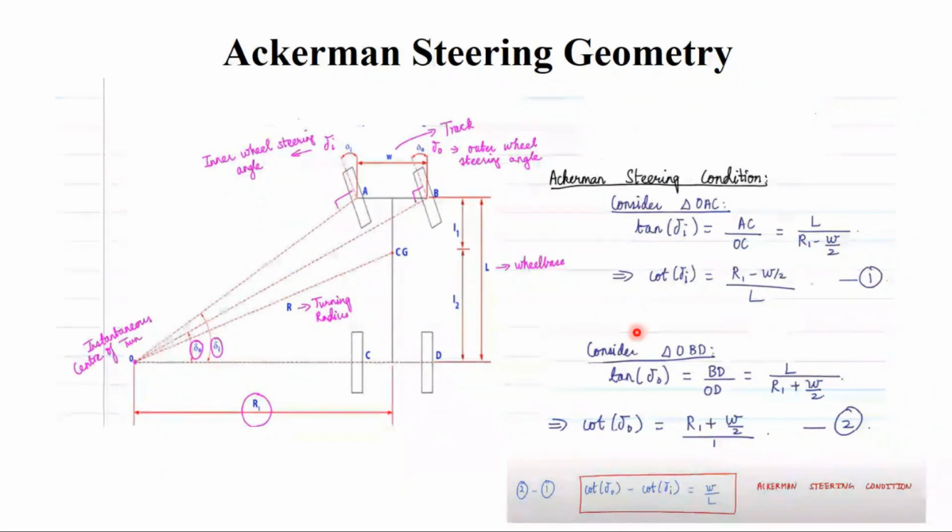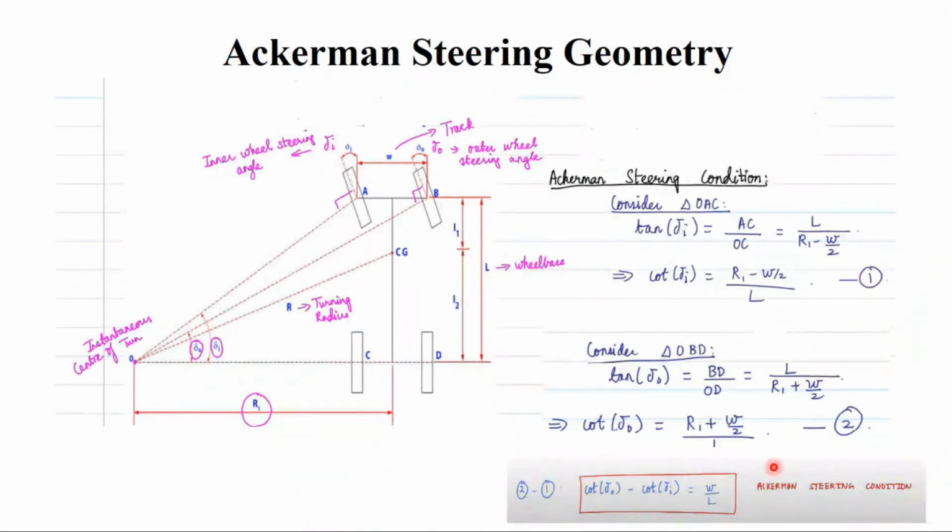Now, you know that cot theta is the inverse of tan theta. So cot del I is the inverse of this, R1 minus W by 2 by L. Let us consider this as equation number 1 for the triangle OAC.